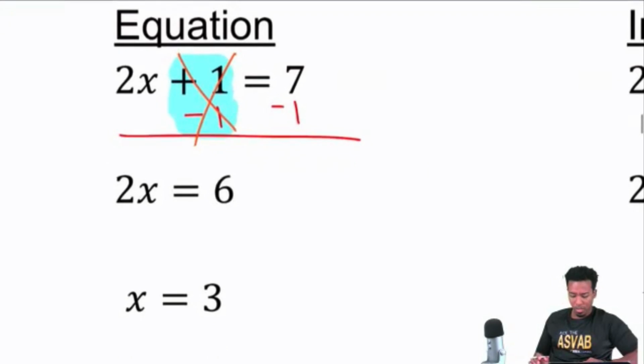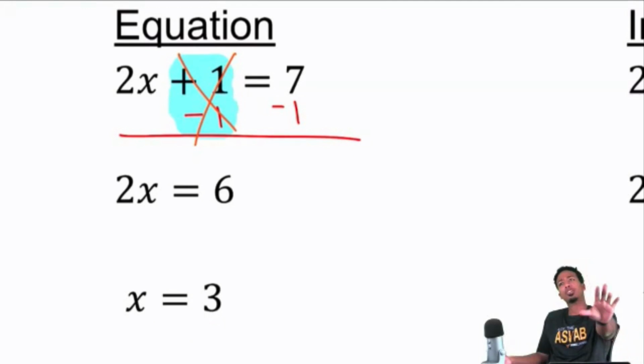So the next question is, how do we get from 2x equals 6 to the answer? How do we do that, everybody? Be specific. Don't just say divide. Don't just say 2. Bring it all together.